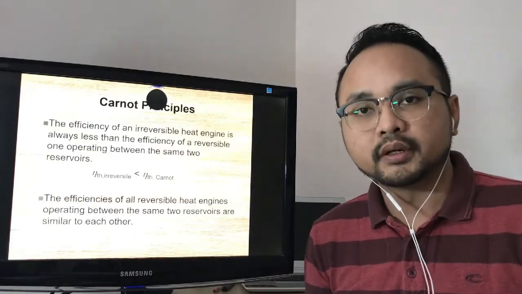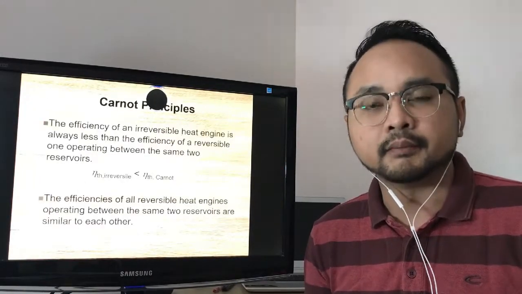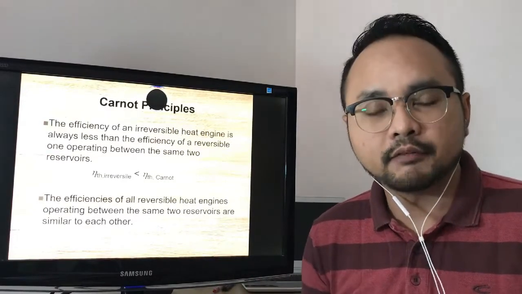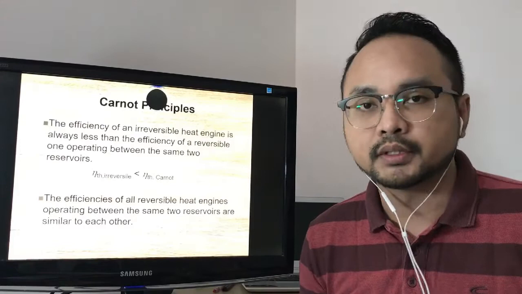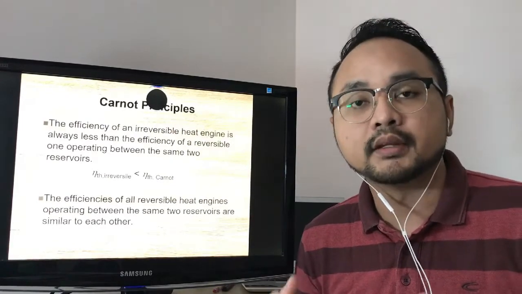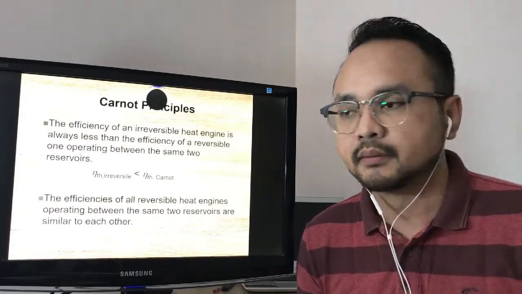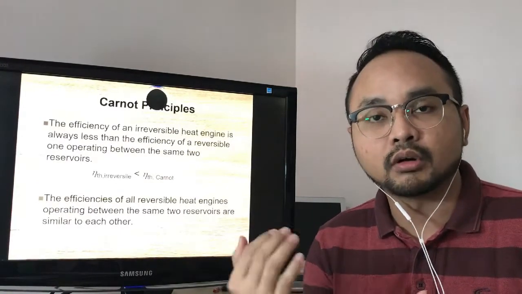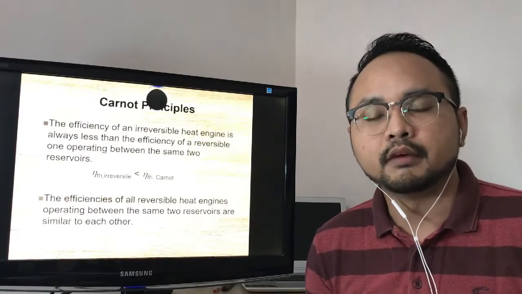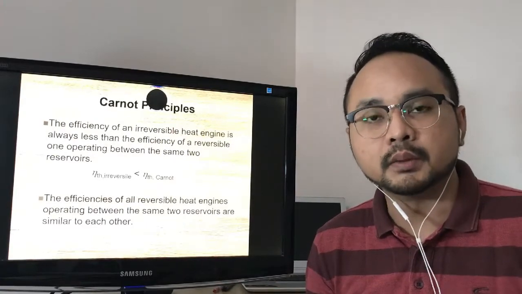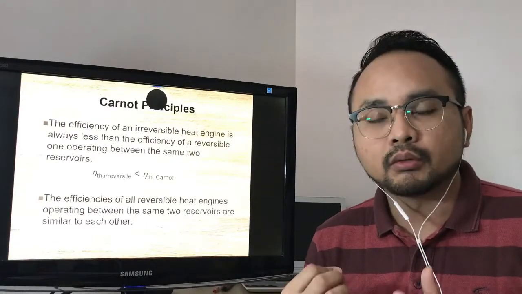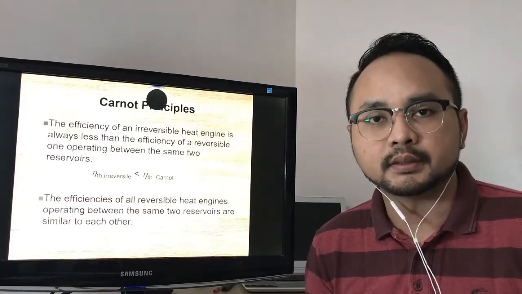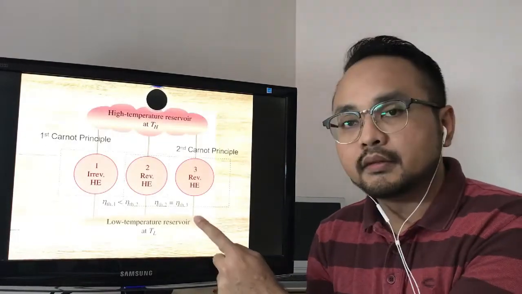When a system is undergoing a reversible or Carnot cycle, that system will produce the best efficiency. The efficiency of an irreversible process is always less than that of a reversible process. Even though it is operating under the same reservoirs, which are the hot and cold reservoirs, if a system is irreversible, its efficiency must always be less than the efficiency of the reversible system. So it is explained in this figure.